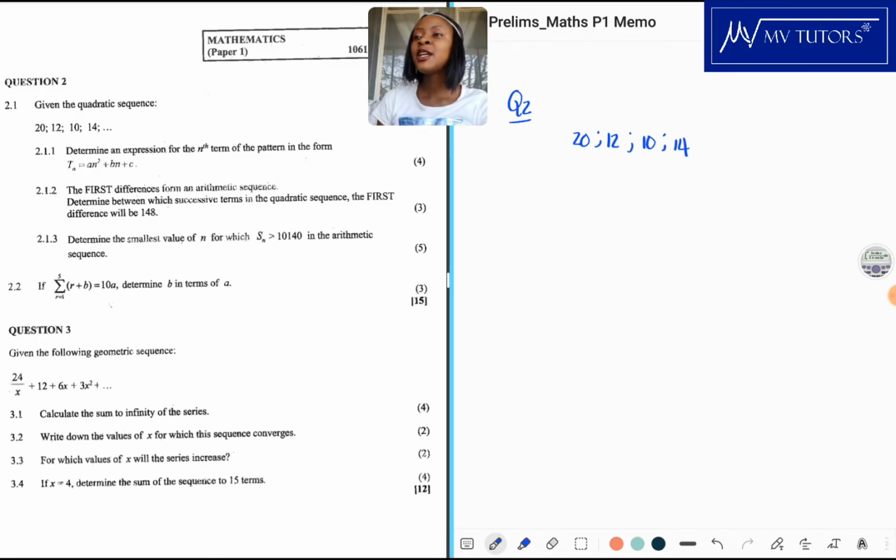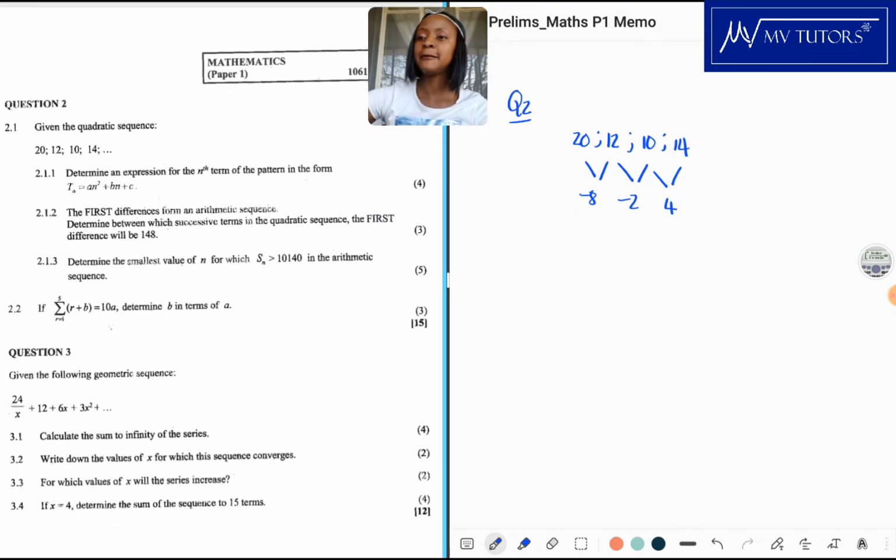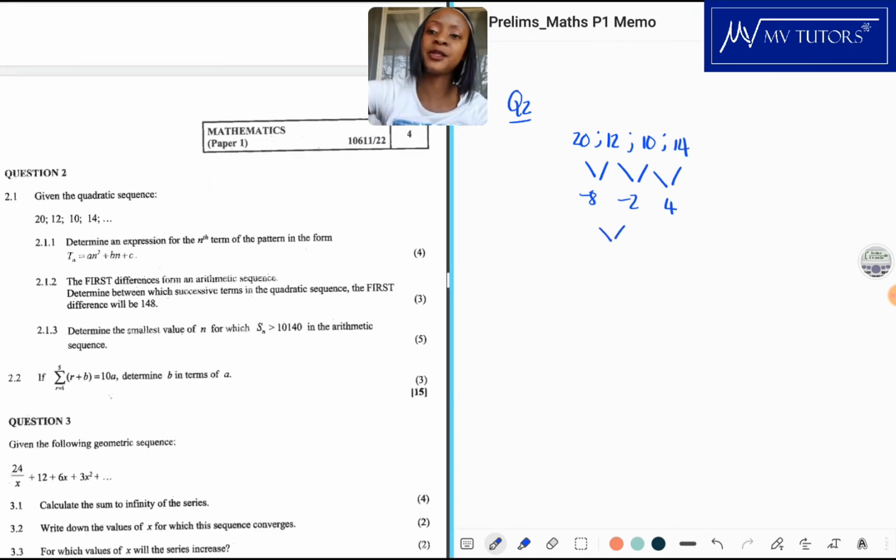Okay. So we have that quadratic sequence, and now we need to determine an expression for the nth term. We're going to start by checking the first difference. 12 minus 20 will give us minus 8. 10 minus 12 will give us minus 2. 14 minus 10 will give us 4. Then minus 2 minus minus 8, which is minus 2 plus 8, that'll give us 6, and 4 minus minus 2, which is 4 plus 2, that will give us 6. Because we're getting a common difference in the second difference, I'm happy. I feel like we've worked it out correctly.